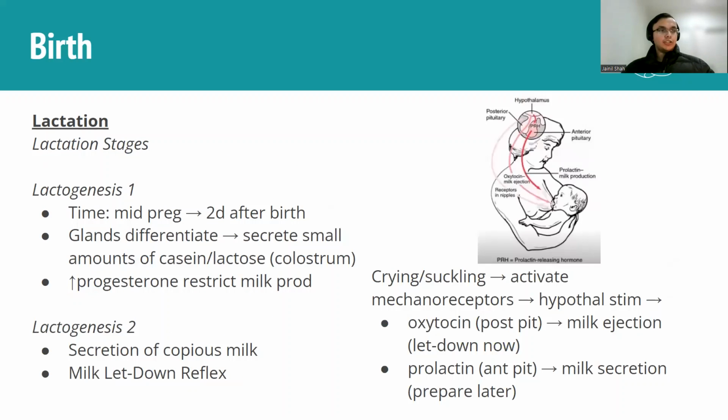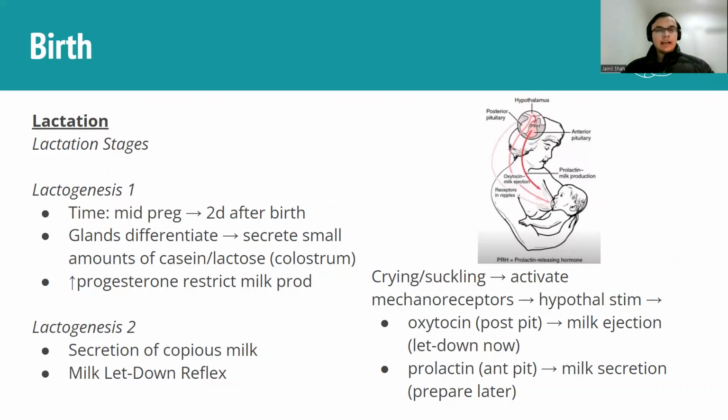And then we come to the lactation stages. There are 2 main stages of lactation, 1 and 2. Stage 1 is the time from mid-pregnancy to 2 days after birth. During this stage, the glands are differentiating, and they're still secreting small amounts of casein and lactose, which are referred to as the colostrum.